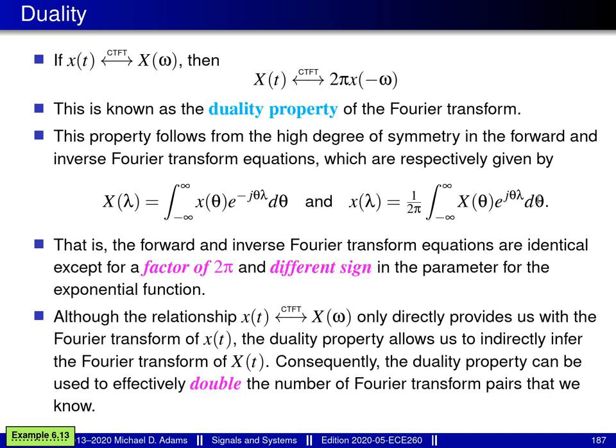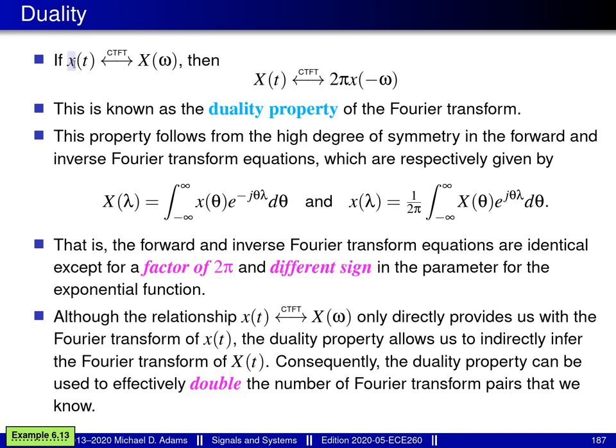More specifically, the wrong answer that we obtain will be wrong in a very particular way. Namely, it will be out by a factor of 2 pi and will also have a sign difference in the independent variable. So as long as we correct for these two differences, we can obtain the correct answer by using the wrong equation. And this is essentially what the duality property states. So with this said, we can now look at the formal statement of the duality property given at the top of this slide.